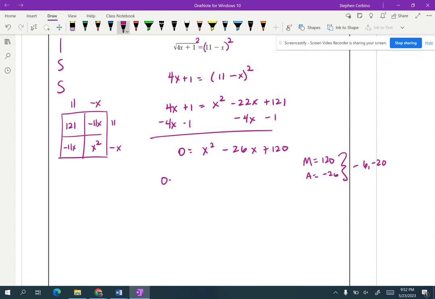So when we factor this, we'll put in the negative 20 and the negative 6 because we know the solutions are going to come out to be 20 and 6.